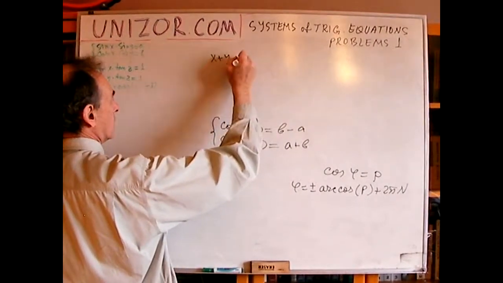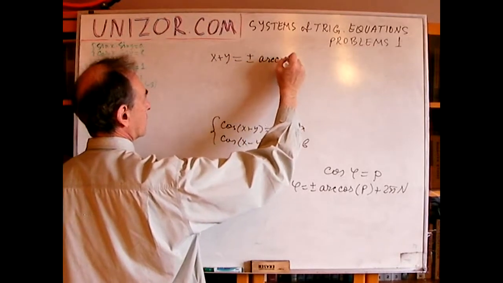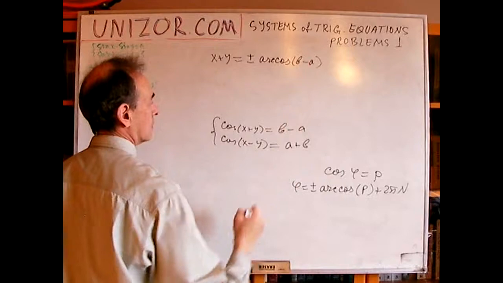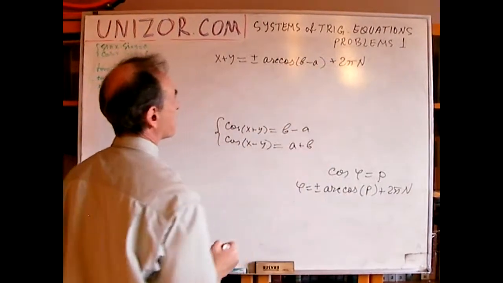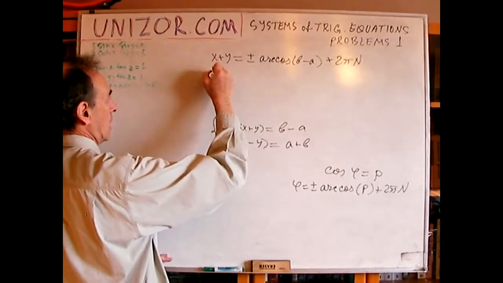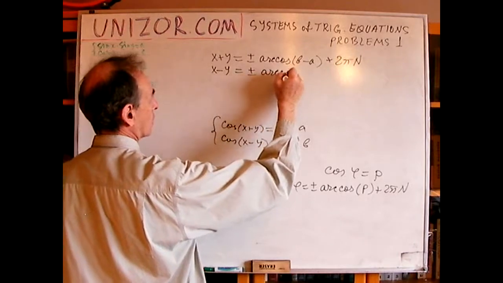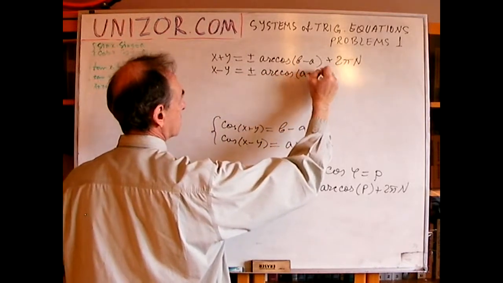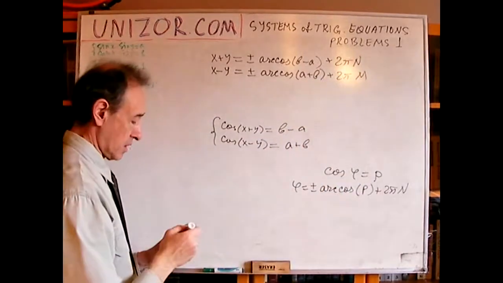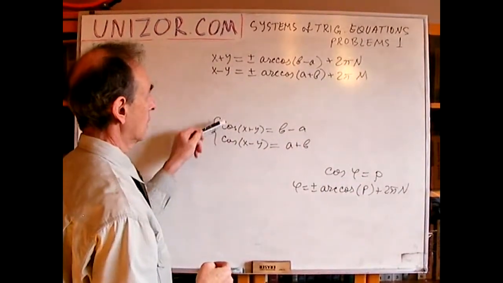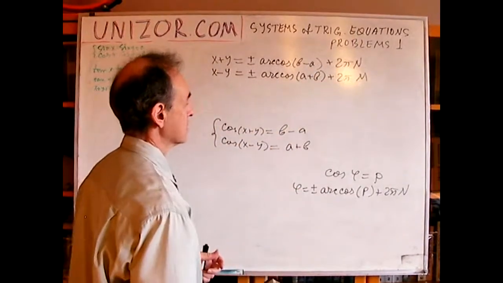x plus y equals plus or minus arc cosine of (b minus a) plus 2 pi n, and x minus y is equal to plus or minus arc cosine of (a plus b) plus 2 pi m. I use a different integer because these are completely different things, and we might actually use different integers, not necessarily the same.